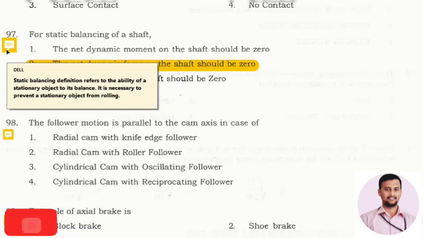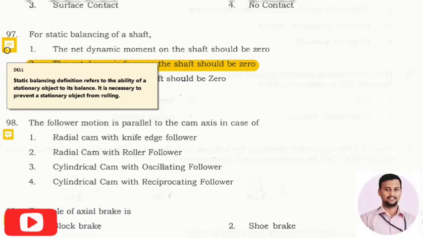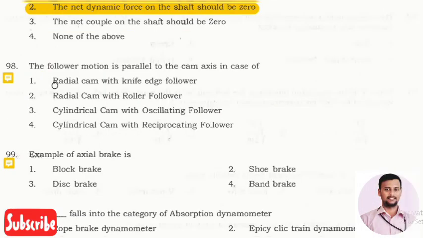So what is this static balancing? Static balancing refers to the ability of a stationary object to keep its balance, and it is necessary to prevent a stationary object from rolling. So static balancing is very much important.